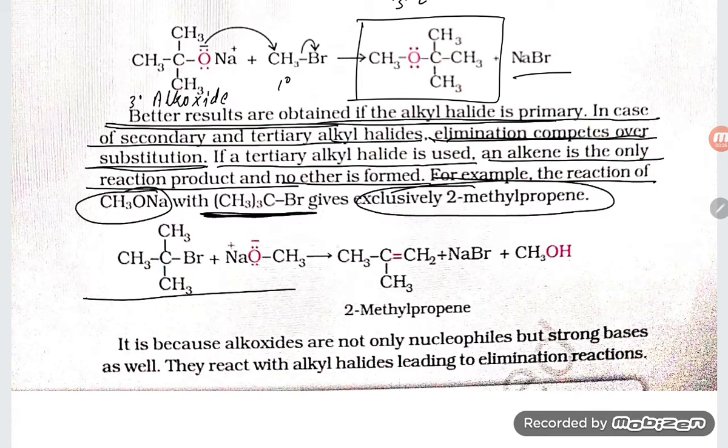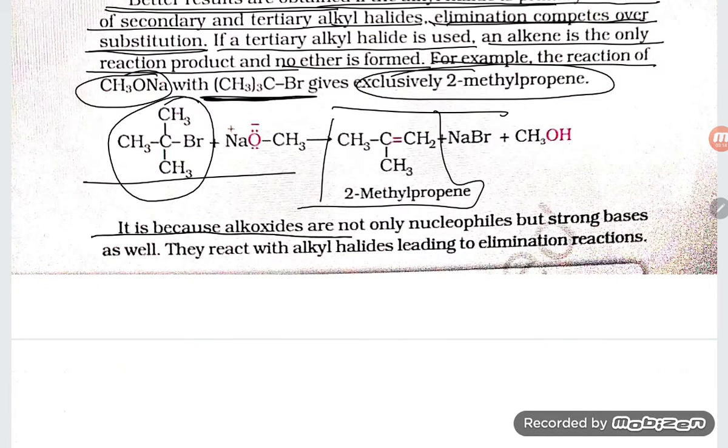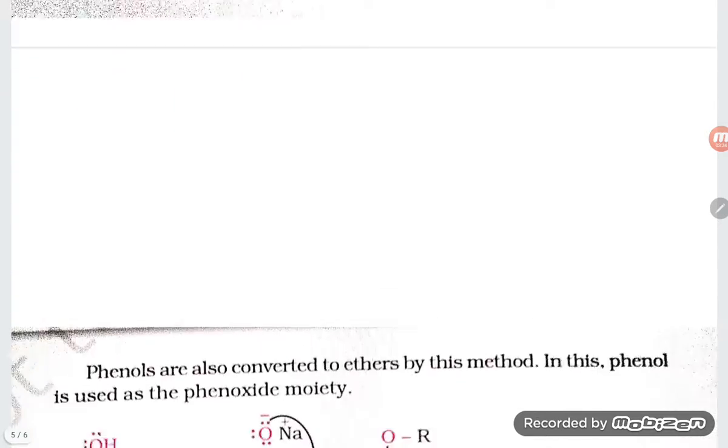So this reaction gives 2-methylpropene. You have to keep in mind that the alkyl halide should be primary, dear student. It is because alkoxide ions are not only nucleophiles but strong bases as well. They react with alkyl halide leading to the elimination reaction, right?